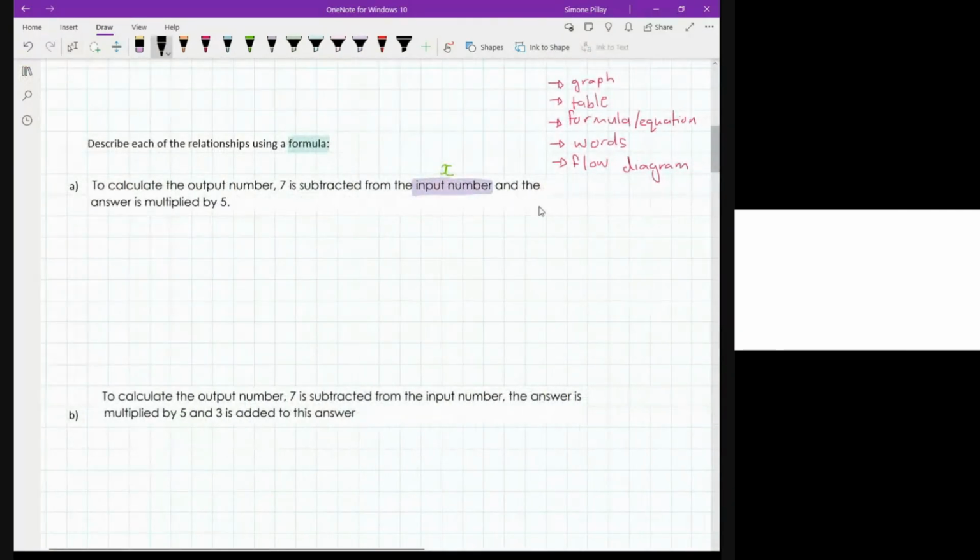What we are saying is, okay, they said to calculate the output number. So immediately I know my output number is y. So they're saying to calculate y, what we have to do is take 7 and subtract it from my input. Unati, I want you to maybe unmute yourself and talk to me. Do you see that my input, we're going to call it x?